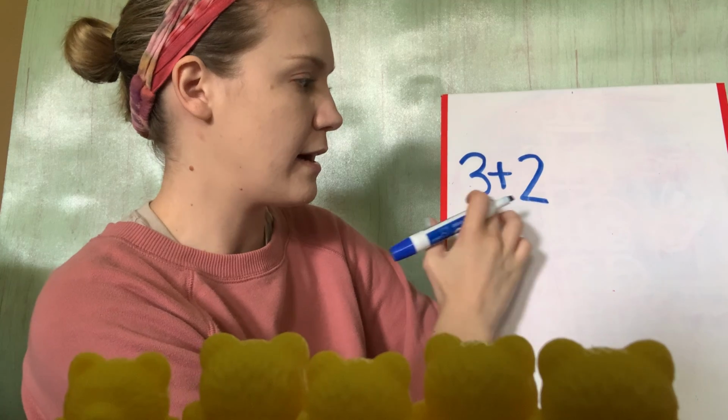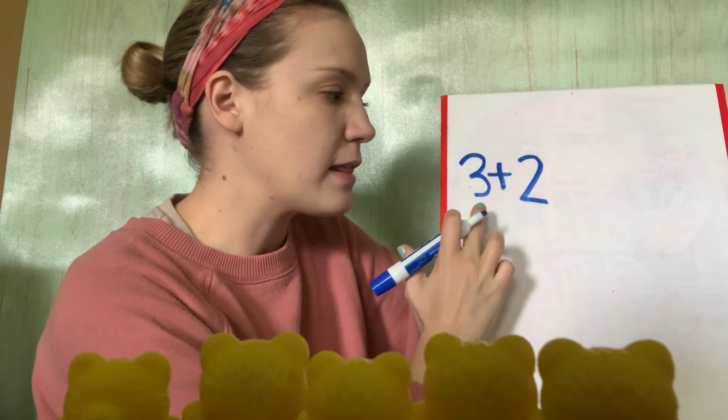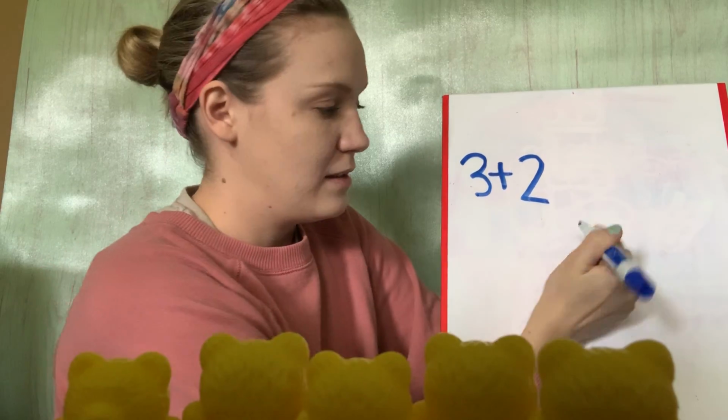Now, I want you to take a look at these 2 numbers, okay? When we're writing our number sentences, we want to call these 2 numbers our addends. Can you say that? Addends. These are the numbers that we are adding together to get a new group.